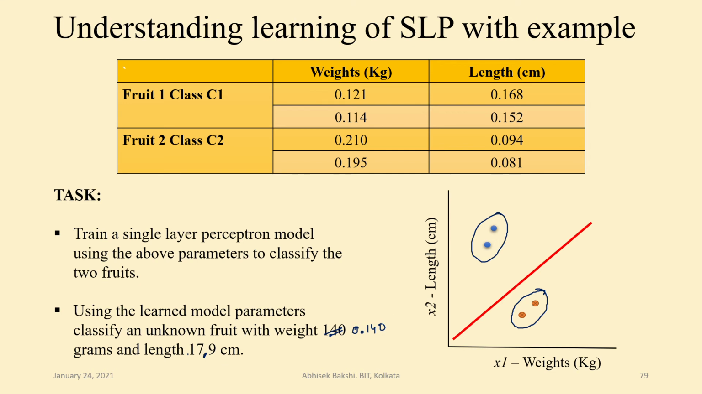Maybe, if I assume the fruit is somewhere here, suppose the new fruit is somewhere here, so naturally I will say this is in class of this, right? But to realize it, we have to first find out this particular line. Now finding out this line means what? Finding out the parameters of the line, so that mathematically we can understand where the exact line is present. Anyway, so let's see.